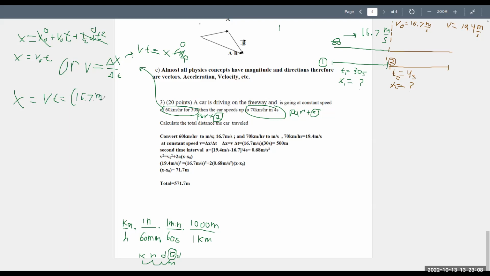which is equal to 16.7 meters per second times 30 seconds. So that means that X is equal to, I got 501 meters. So then we can go ahead and insert that here. 501 meters. And then we can do part 2. So that's for the distance traveled in that time frame.